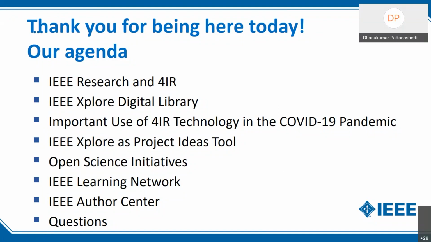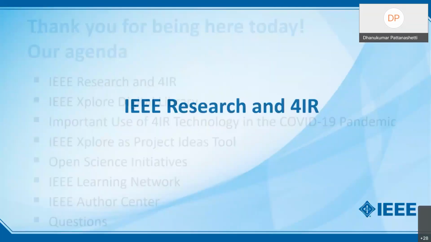Quickly, there are three more small elements which I would like to introduce to all of you today. Open science initiatives from IEEE, IEEE's Learning Network, and the IEEE Author Center. So IEEE Author Center is primarily for those who would like to publish a paper, who are looking for some tips and tricks in getting your paper published faster, a one-stop shop. So we have a dedicated portal called the IEEE Author Center. Then we'll jump into the Q&A.